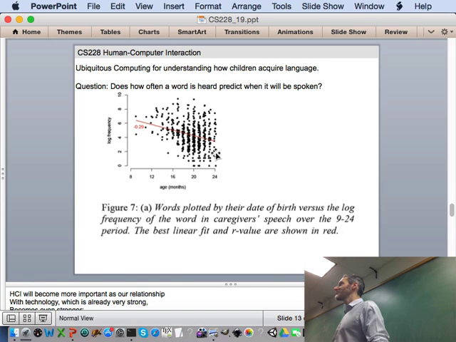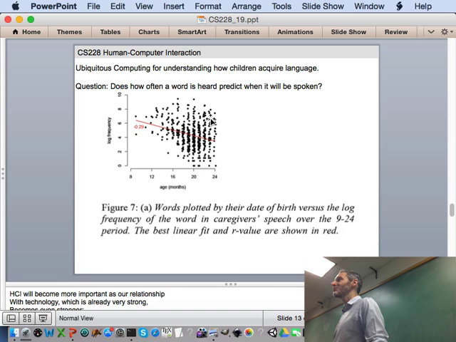Absolutely. The more that it's spoken by the caregivers, and it doesn't say here whether the child heard the word or not, just that the word showed up in the raw audio track being emitted by one of the three caregivers, the earlier the child tended to say it for the first time, which seems intuitive. If instead we had plotted this data and got a positive correlation, that might have seemed strange. A positive correlation would have meant that the more the word was uttered, the longer it took the child to utter it for the first time. So this at least matches my intuition about what's going on here.